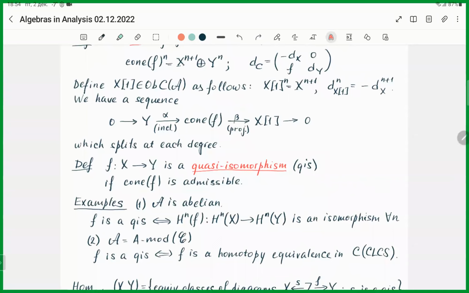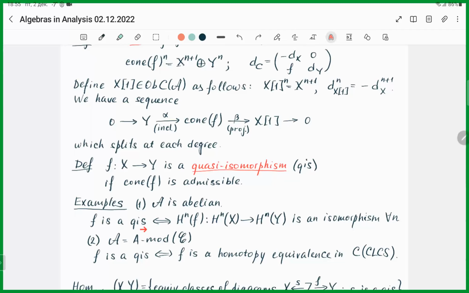If our category is abelian, then it's rather easy to show that F is a quasi-isomorphism if and only if it induces an isomorphism in cohomology. And this easily follows from the above sequence. So if we look at this short exact sequence of co-chain complexes, and if you write the long exact cohomology sequence, we see that the cone is exact if and only if the connecting maps from the cohomology of this complex to the cohomology of this complex are all isomorphisms. But these connecting maps are nothing but the maps induced by F in cohomology. So this is the Abelian case.